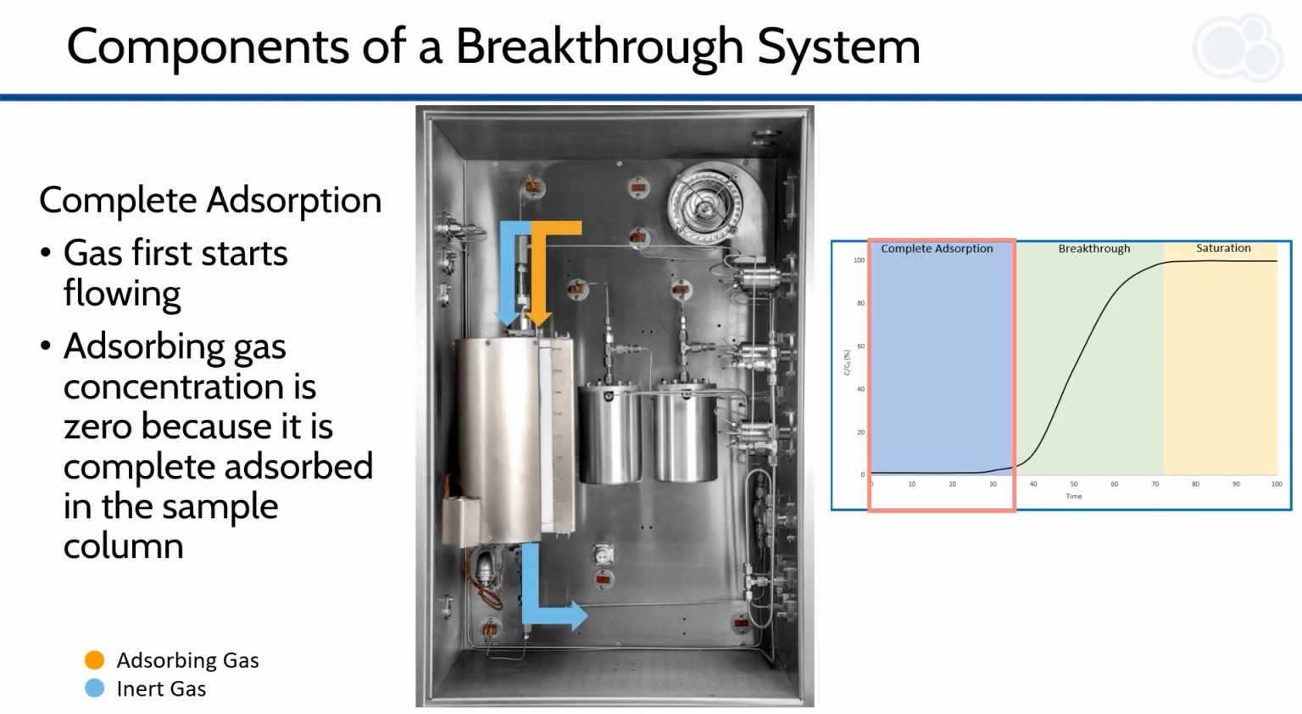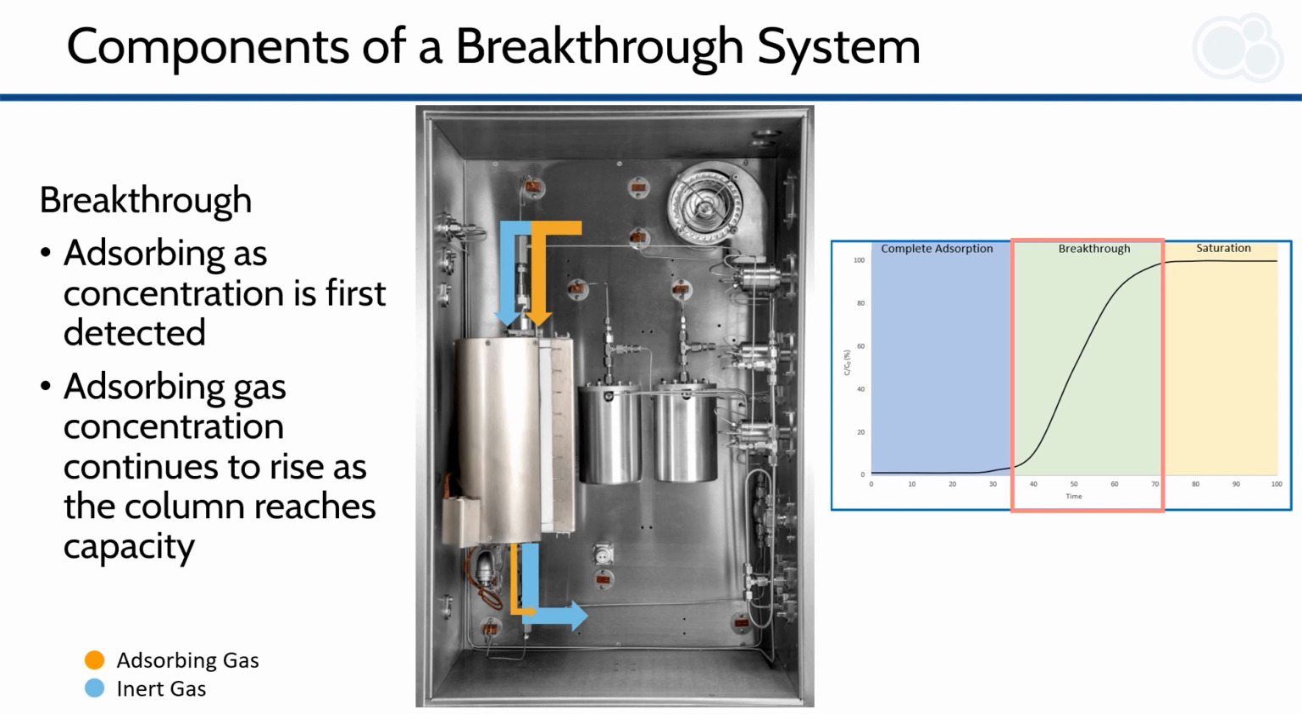To break this down, you can imagine in our system here, you have a sample column and you're flowing in multiple different adsorbing gases and inert gases. During that complete adsorption phase, both gases are entering the column, but only one is leaving, the inert gas, because it's not adsorbed. The adsorbing gas concentration that will be measured in your outlet detector will be 0 because it is completely adsorbed by the sample.